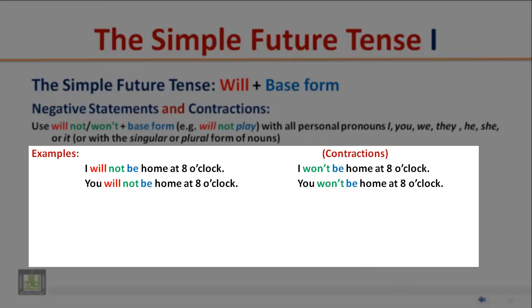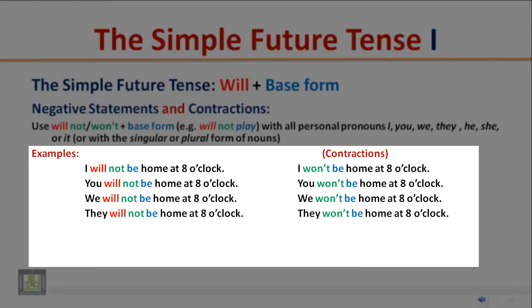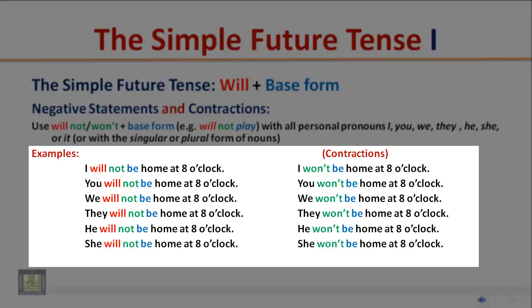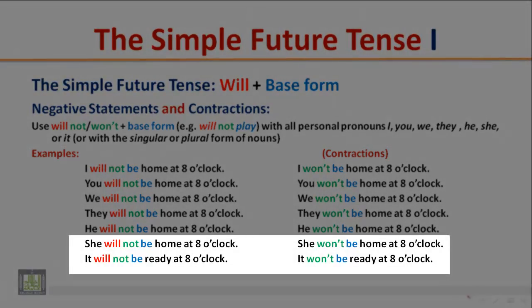You will not be home at 8 o'clock. You won't be home at 8 o'clock. We won't be home at 8 o'clock. They will not be home at 8 o'clock. They won't be home at 8 o'clock. He will not be home at 8 o'clock. He won't be home at 8 o'clock. She will not be home at 8 o'clock. She won't be home at 8 o'clock. It will not be ready at 8 o'clock. It won't be ready at 8 o'clock. Notice that the short form of will not is won't.